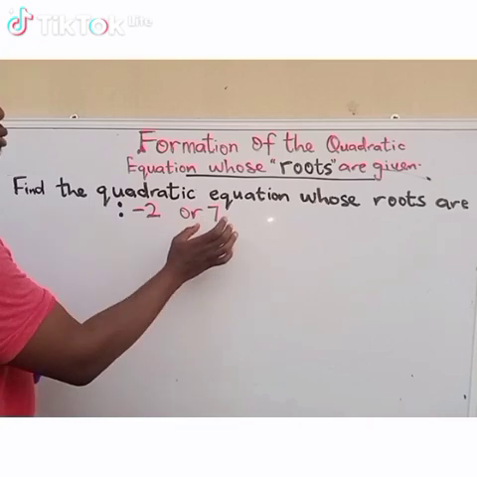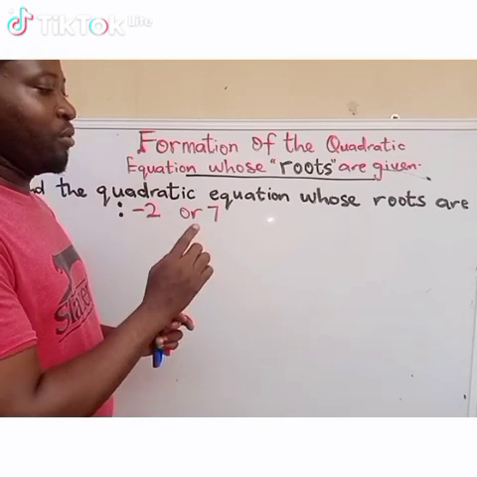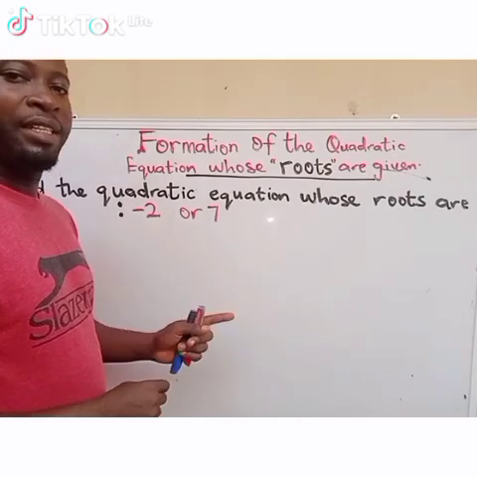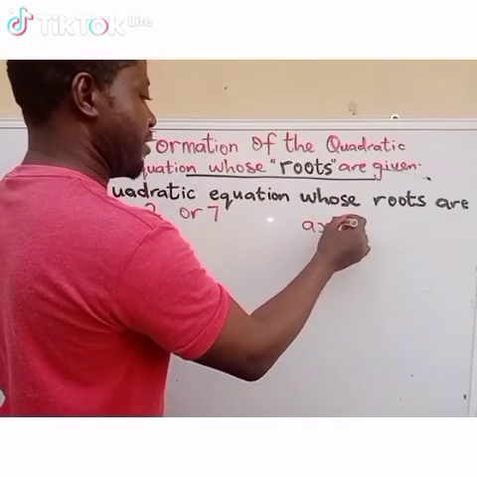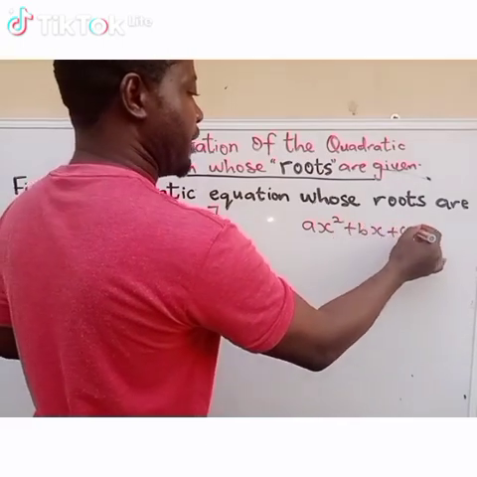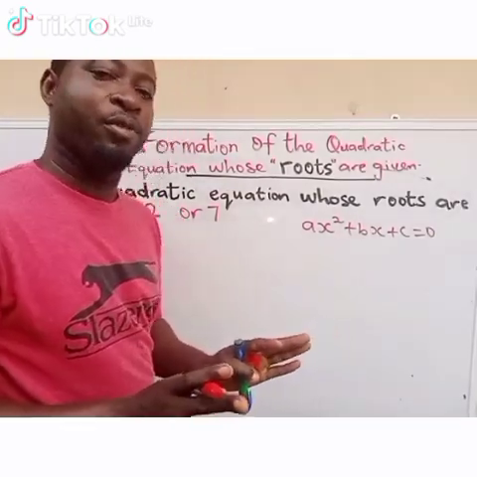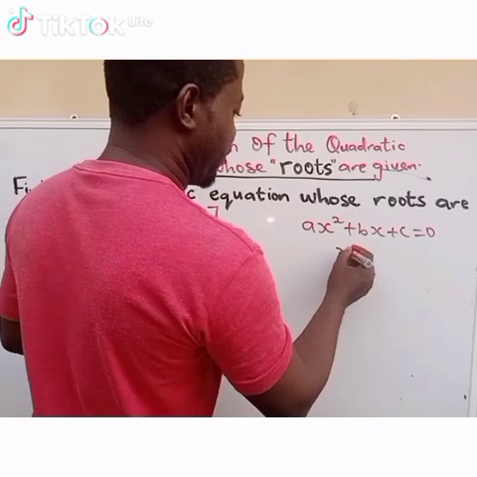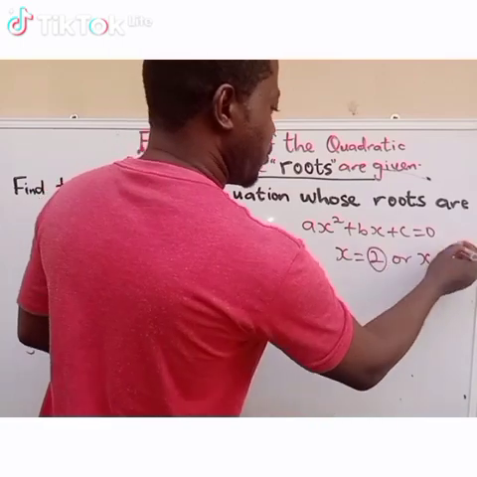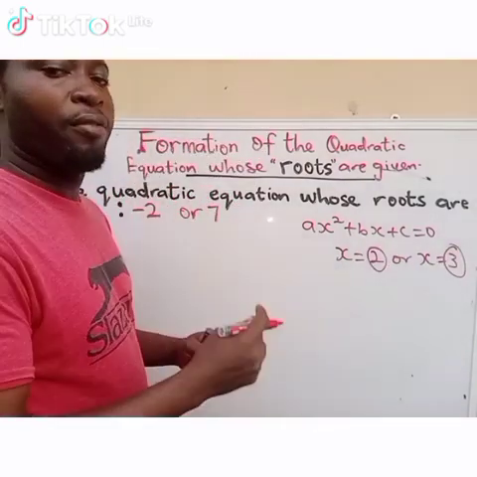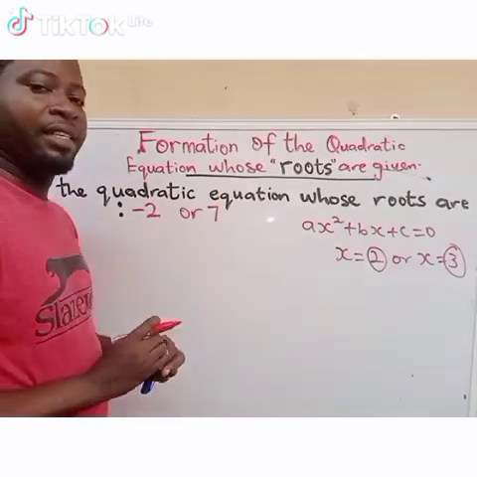Now, when we talk about roots of a quadratic equation, we are referring to solutions that satisfy the quadratic equation. For example, if you have ax squared plus bx plus c equals 0, where a, b and c are particular numbers, and you are given the quadratic equation to solve. At the end of the day, if your answer is x equals 2 or x equals 3, these two solutions are what we call the roots of the quadratic equation. They are what satisfy the equation.